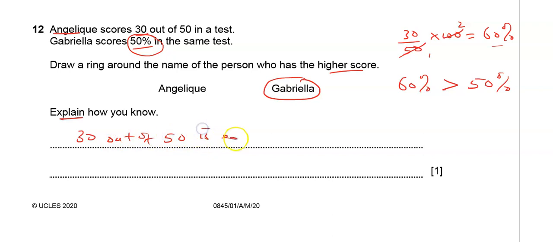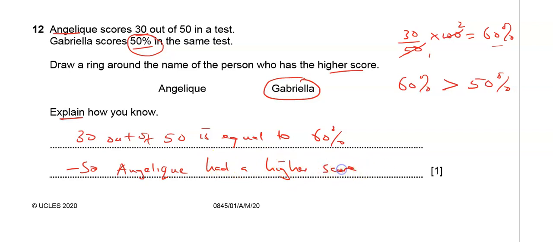So the explanation is 30 out of 50 is equal to 60%. So Angelic had a higher score than Gabriela.